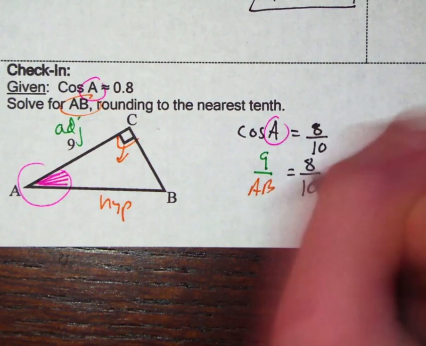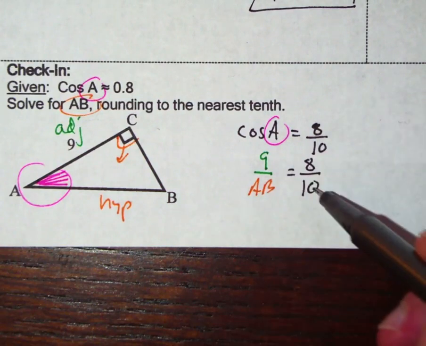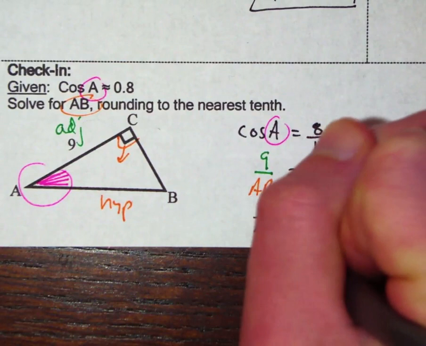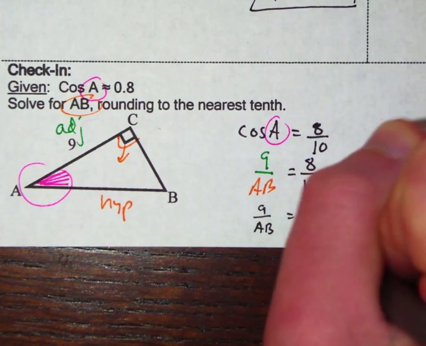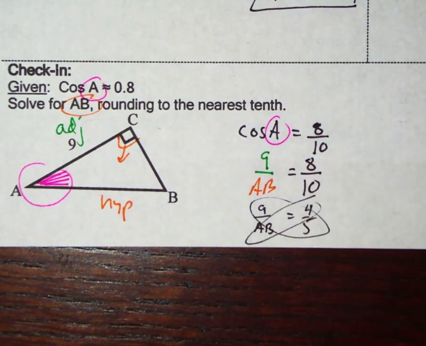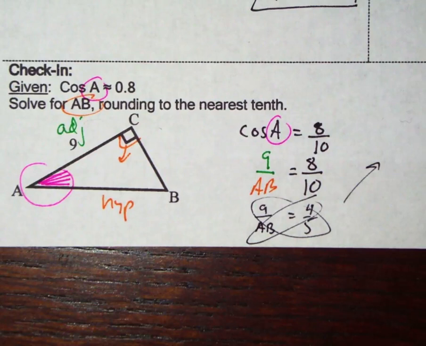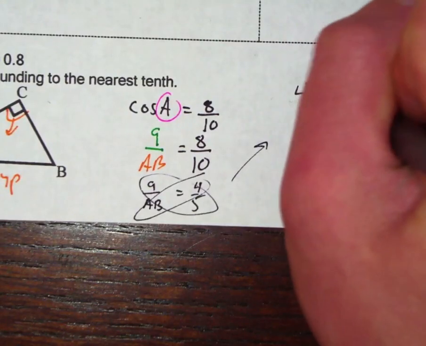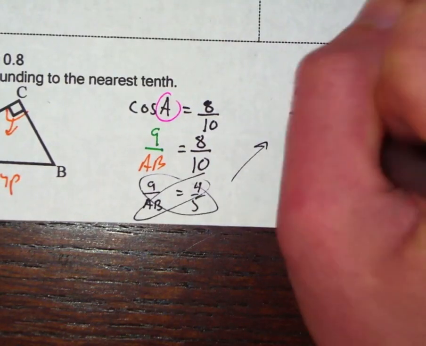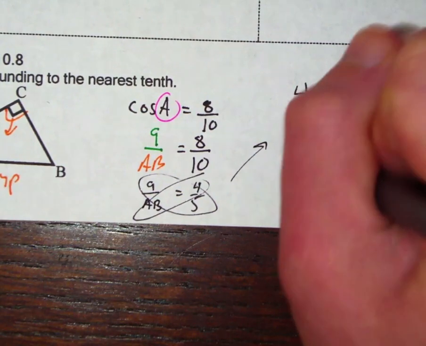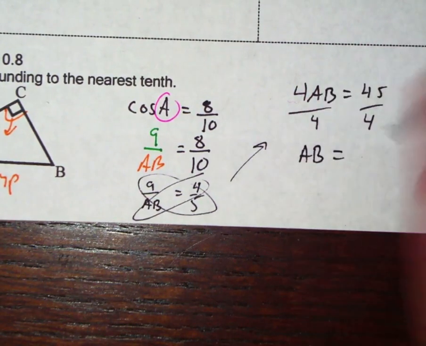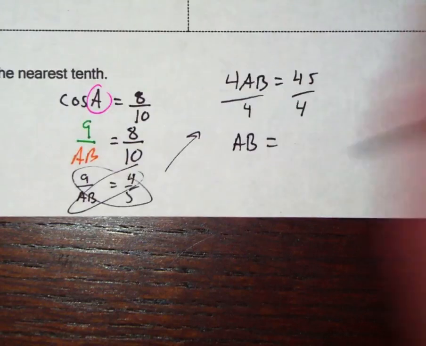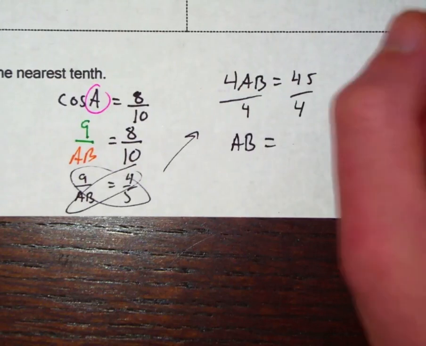And now we're going to go ahead and cross multiply. But before I do, I'm actually going to reduce the 10, and it'll make it a little bit easier. So this will be 9 over AB is equal to 4 over 5. And now I'll cross multiply. And if I do that, I'm ending up with 4 times AB is equal to 45. Let's divide both sides by 4, and we finally get the distance from A to B is 45 over 4, which is fine. But if we go and do that as a decimal, I'll have to do a little long division off to the side.